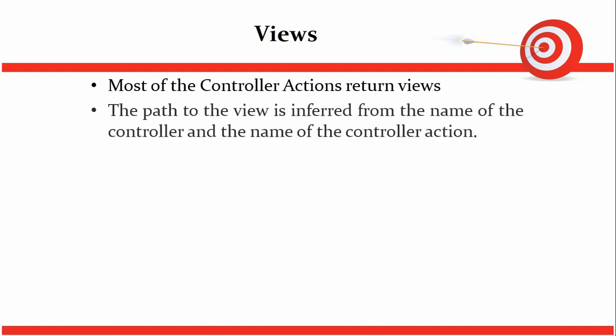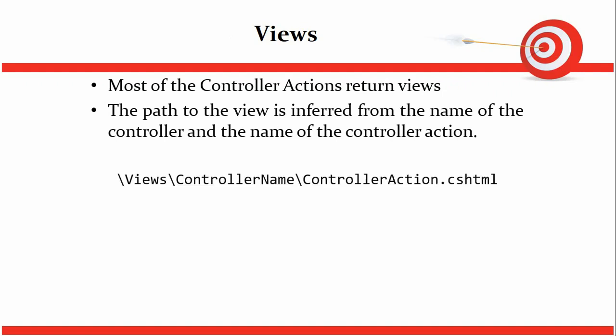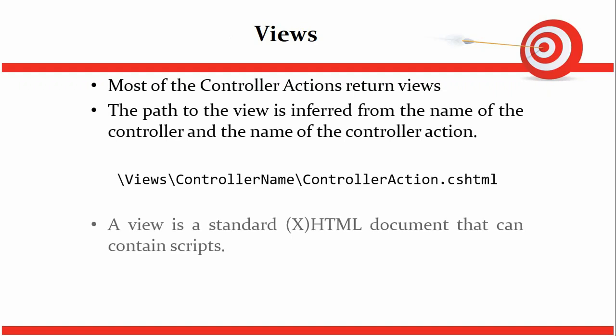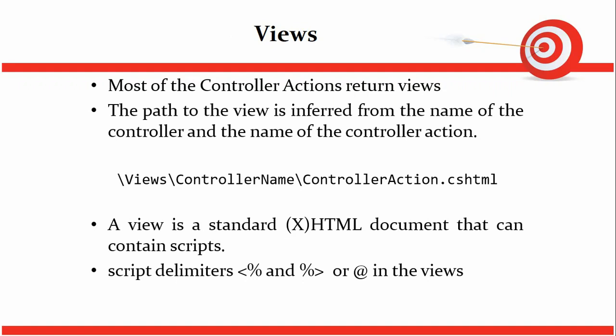Okay, remember that. The path to the view is inferred from the name of the controller and the name of the controller's action. I'll give you examples. This is the absolute path: Views/controller name/controller action.cshtml. Okay, moving on. A view is a standard XHTML document that can contain scripts. And script delimiters are <% %> or @ in the Razor view engine.